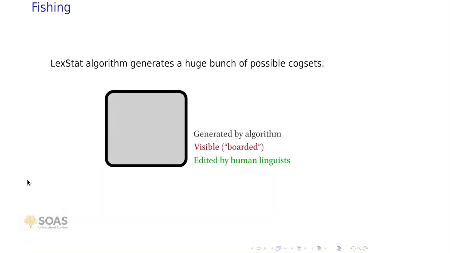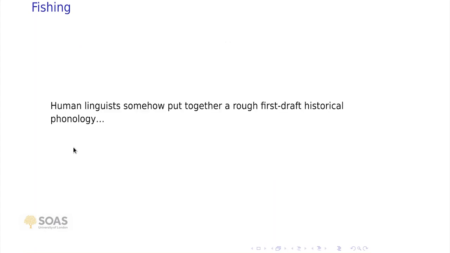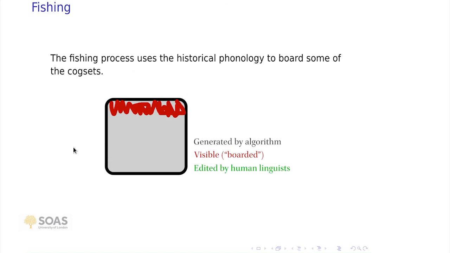So here's how the fishing works. We color code everything in this way. This gray box represents the results of the Lexstat algorithm, which is a huge bunch of possible coccids waiting to be corrected. Somehow I'm being very hand-wavy here. You put together a rough first draft of historical phonology. And with fishing, you fish out a lot of coccids into this red portion, which I call visible or bordered.